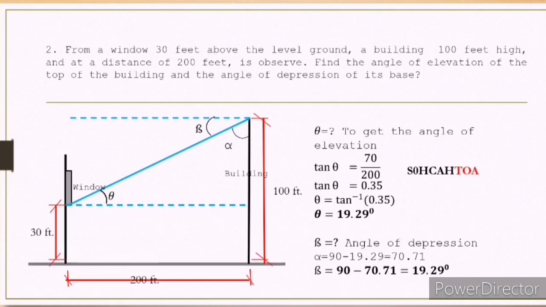To solve the angle of depression, alpha is equal to 90 minus 19.29, which is equal to 70.71. Beta is equal to 90 minus 70.71, which is equal to 19.29 degrees. So the angle of depression is 19.29 degrees.